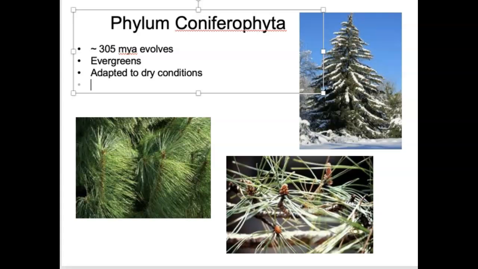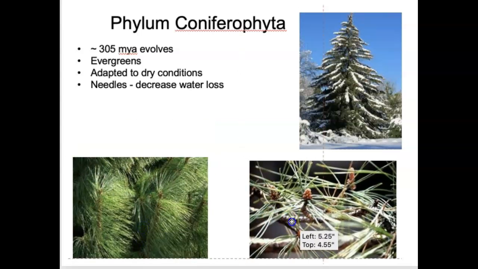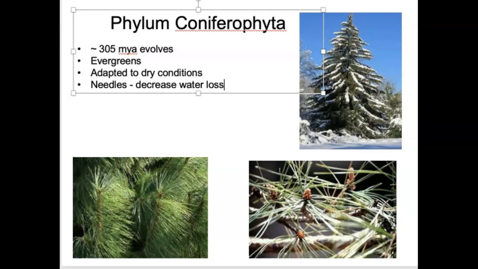You think about the needles. The needles are the leaves of the pine tree. They're evolved to decrease water loss. So that little pointy needle decreases water loss because it's thin, it's rolled up, it's very waxy. It's got this really thick waxy cuticle, and it helps decrease water loss out of the leaves of the pine tree or the conifers here.